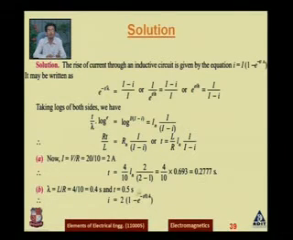And now if you want to find out the current after 0.5 second, you can find out lambda is equal to L by R. What is the value? It will be 4 by 10, that is 0.4 second, and t is equal to 0.5 second, which is given. Putting these values in this equation, you can find out the current: i is equal to 2 in bracket 1 minus e raised to minus t divided by 0.4. What is the value of e? The value of e is 2.718. So putting the values, you can solve it.